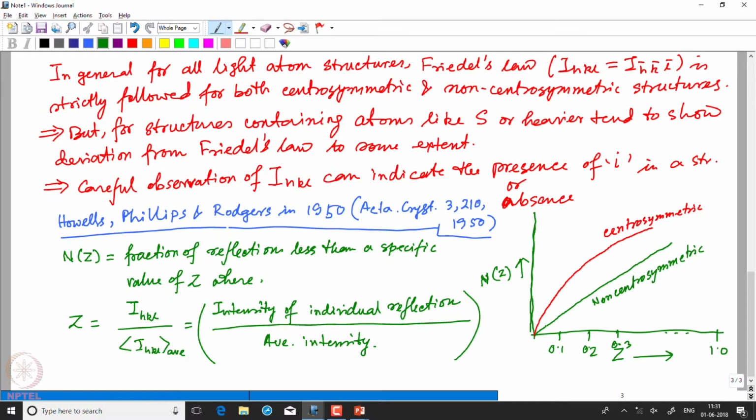So in case of a centrosymmetric structure, it may be the case that the points were falling like that. So the best fit line represents a straight line, whereas for a non-centrosymmetric structure, these lines indicate a deviation from a straight line and rather go like a curve which is drawn here. So the best fit curve goes higher for one of the structures, and from there one can conclude whether it is centrosymmetric or non-centrosymmetric.